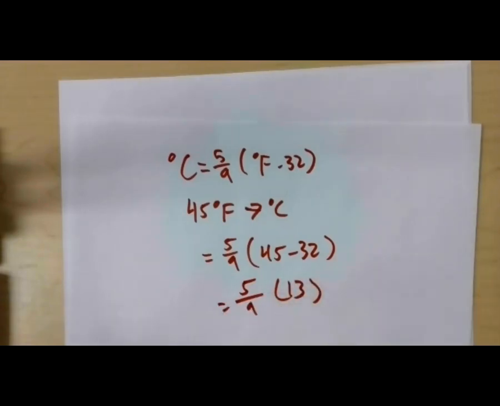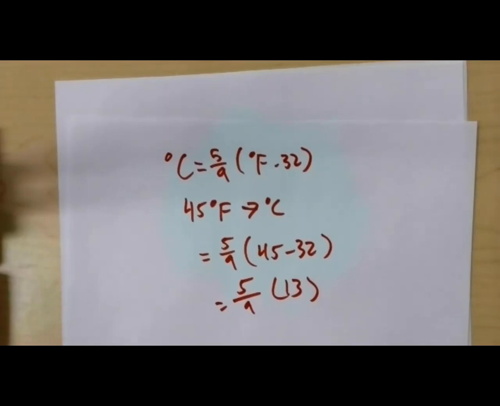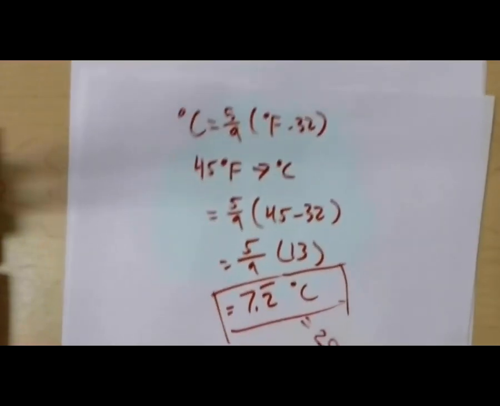So now on my calculator, again, because I want that repeating decimal, I'm going to take 5 divided by 9, hit the equal sign, that gives me my 0.55555 repeating, times 13. And I come up with an answer of 7.2. It is 2 repeating. You could put that if you want. I'm not going to mark it off. As long as you're close enough, I will be happy. And that is now in degrees Celsius. So there is our final answer.